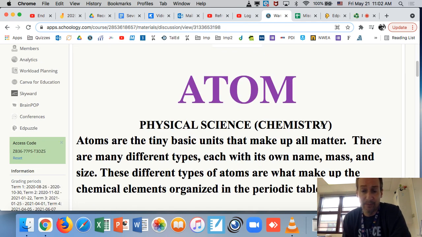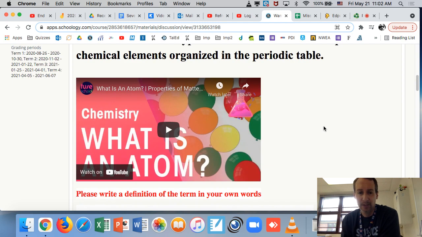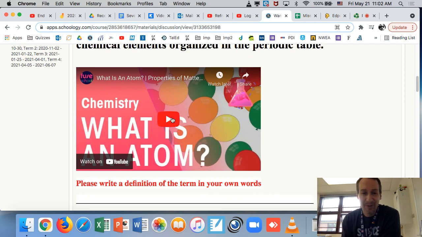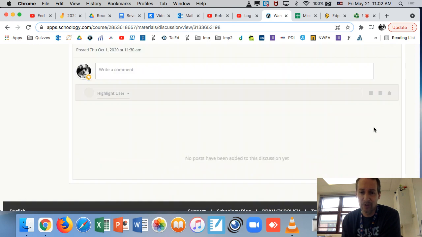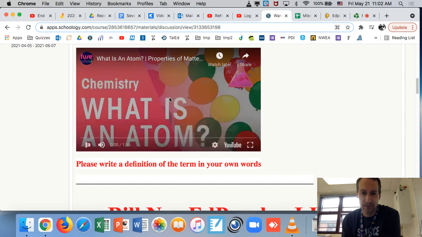The atom makes up everything, right? It says atoms are the tiny basic units that make up all matter. There are many different types, each with its own name, mass, and size. There's the ones they put on the periodic table of the elements. These different types of atoms are what make up the chemical elements organized in the periodic table. This is really brief, but I'll play you the video and then make sure you write the definition of the term in your own words all the way down here. So here comes the video. Enjoy.